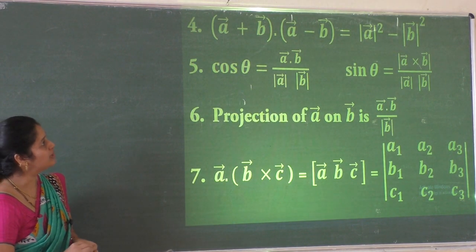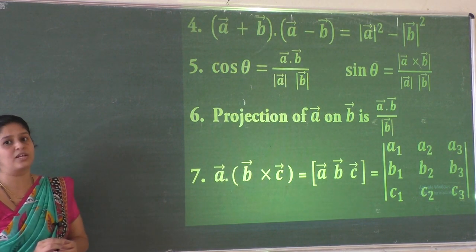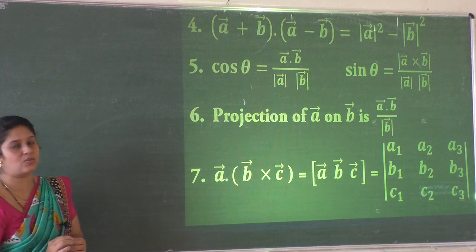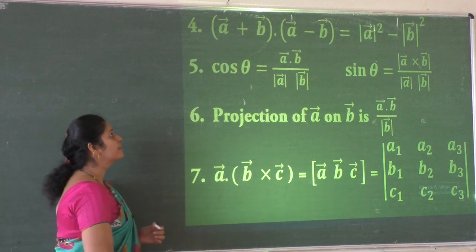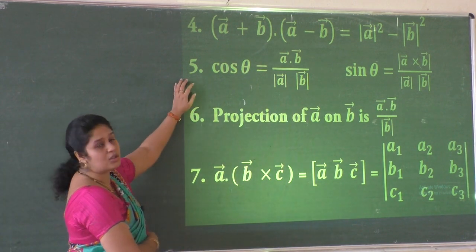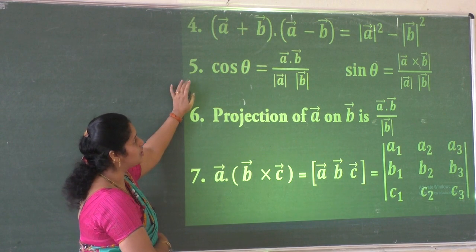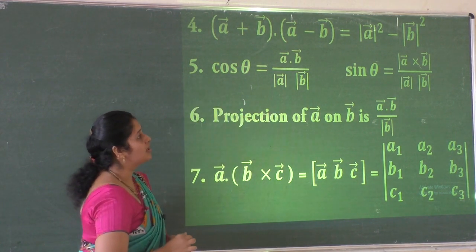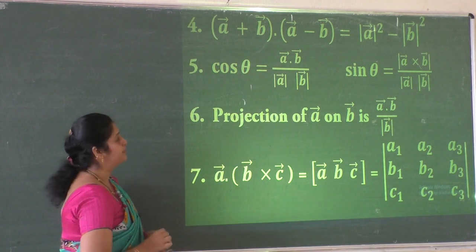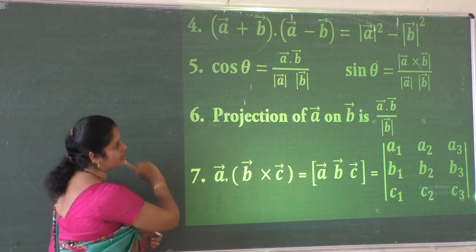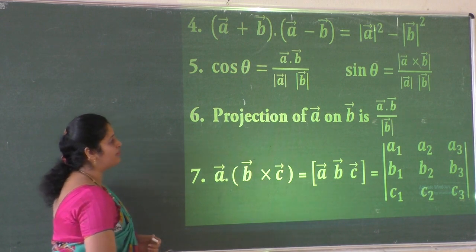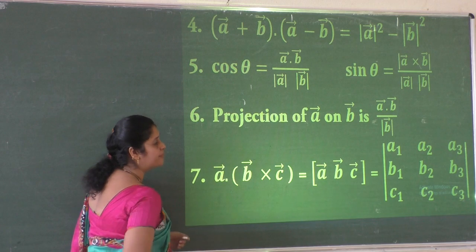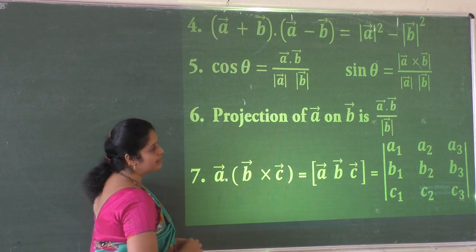Next, the fourth one is similar to A plus B into A minus B, but it is vector multiplication: magnitude of vector A square minus vector B square. The angle between two vectors was already explained. If it is in dot product we write cos theta, if it is in cross product we write sin theta. And the projection of the given vector is vector A dot vector B divided by the magnitude of vector B, and this is the scalar triple product as a determinant.